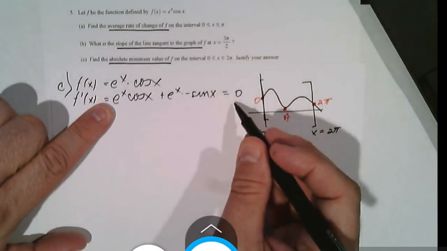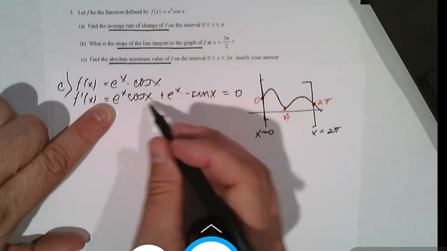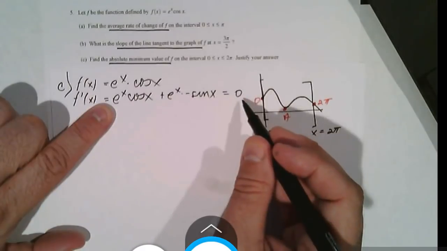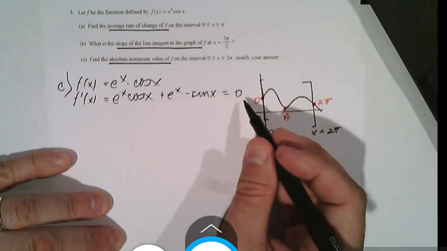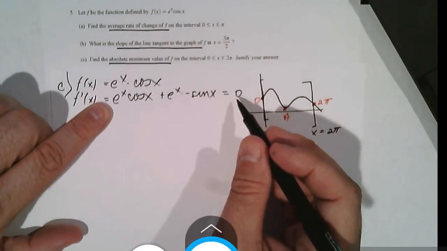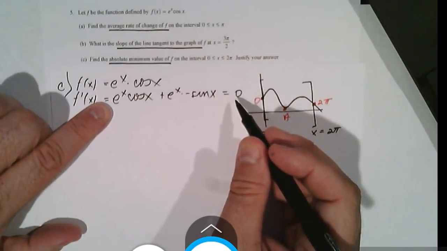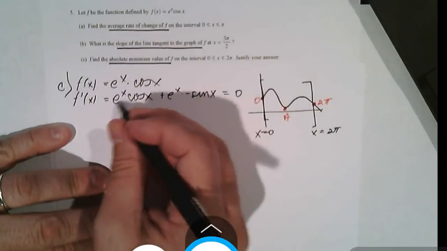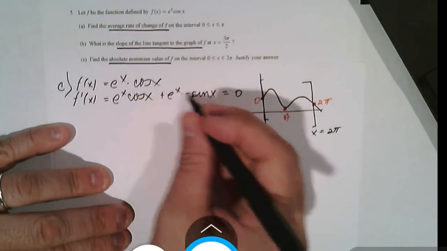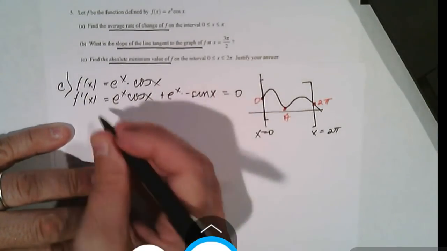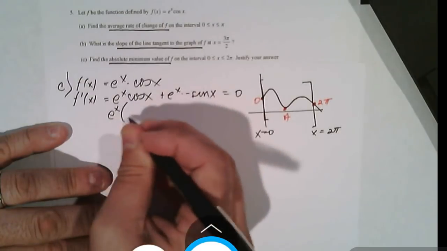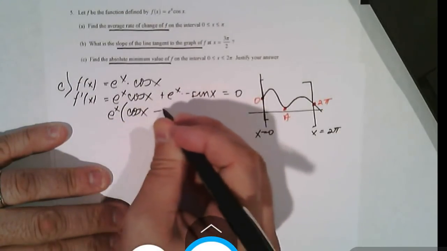Now look at this equation. I've got to solve this equation that has the exponential and trig ratios on the interval 0 to 2 pi. This is where I think a lot of students are going to get stuck. So let's proceed carefully here. e to the x times cosine of x plus e to the x times negative sine of x. I see that I've got a common factor of e to the x, and so I'm going to factor that out.